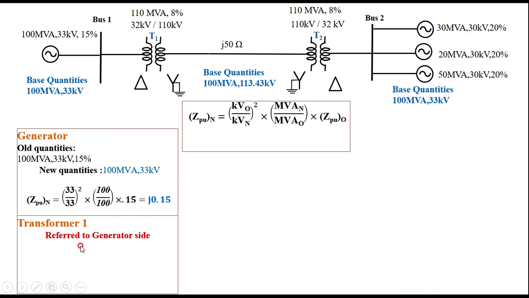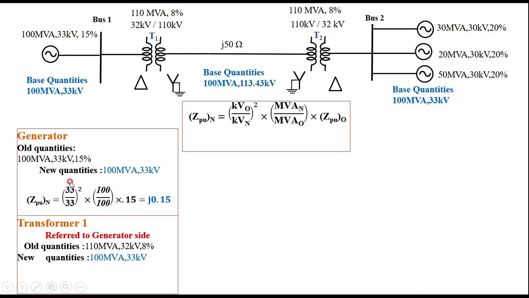Okay, I am considering the generator side. In that case, the new values are 100 MVA, 33 kilovolts. The old quantities are 110 MVA, 32 kilovolts, and 8%. It is 32 kilovolts because we are considering the generator side, and therefore I am choosing this as the new base quantity. The new quantities are 100 MVA, 33 kilovolts.